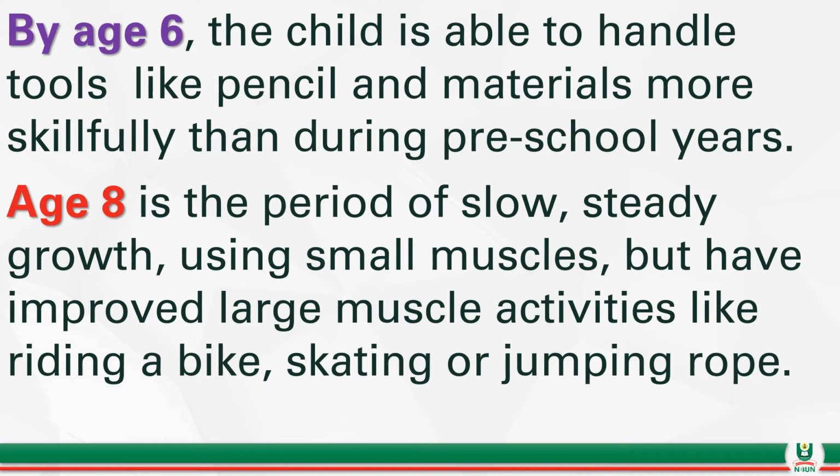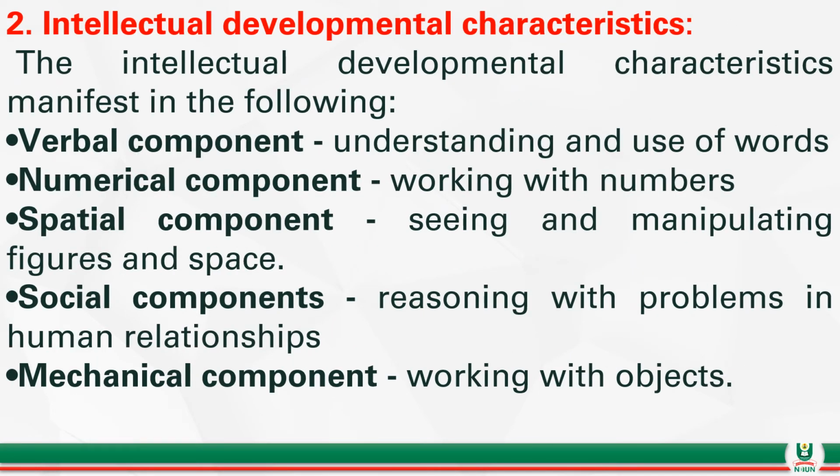Like at this age, the child can learn how to ride a bike, can skate, can jump, can hop, and that is the time you will see the child engaging in exercises, telling you that I can jump more than my mother, and so forth. So having seen the physical development characteristics, let's examine intellectual development characteristics.